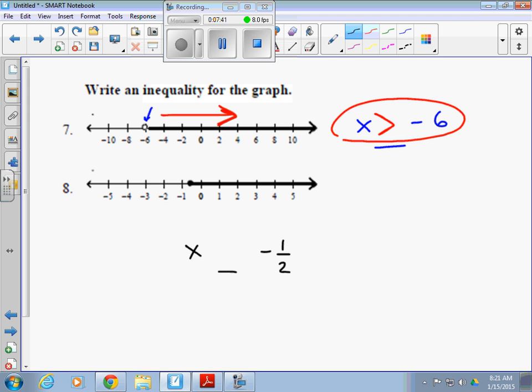But again, it's colored in this time, unlike it was in number 7. So it's going to be or equal to no matter what. And then just like number 7, it's pointing this way, so you go in that direction. Just like number 7 was, it's greater than, this time or equal to -1/2.